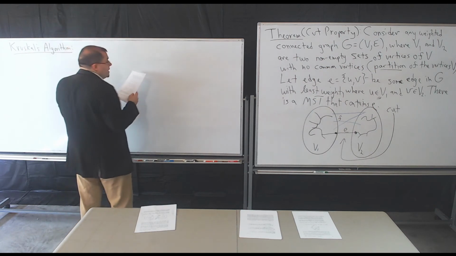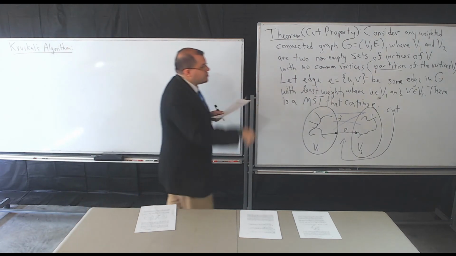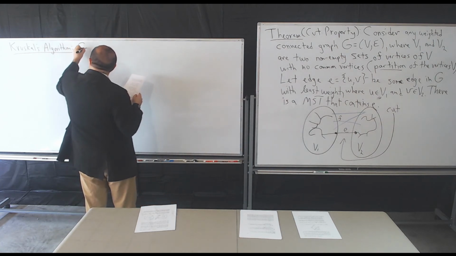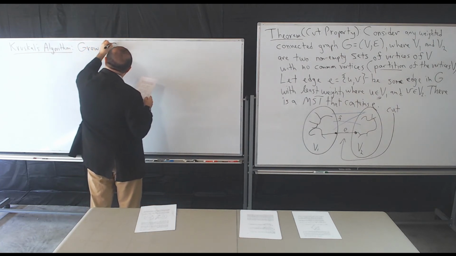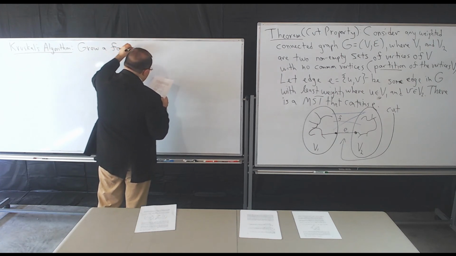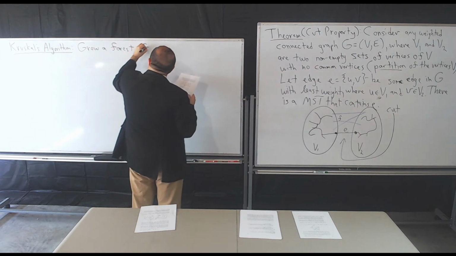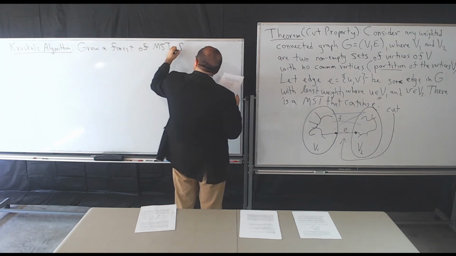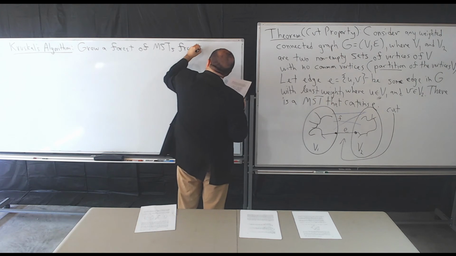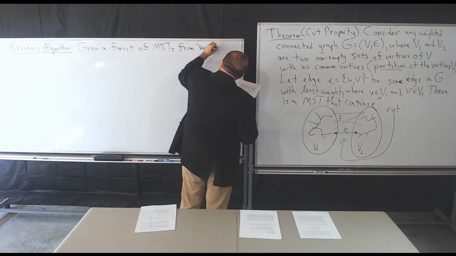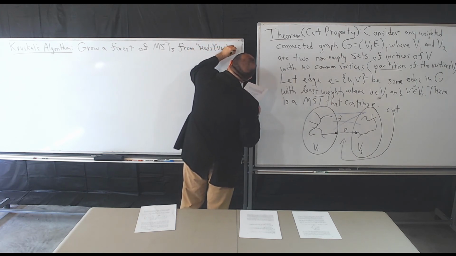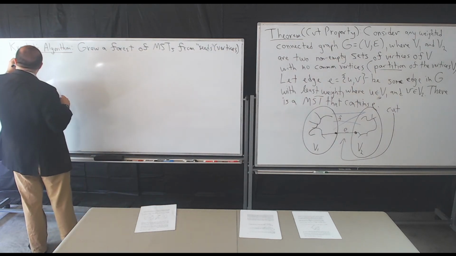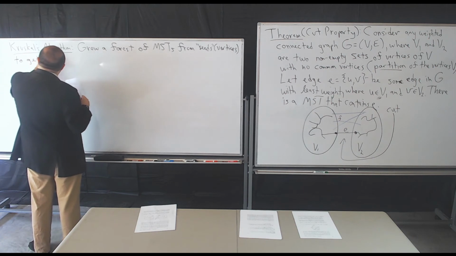So here's the idea. Now you want to think about V1 and V2 here. What we're going to do is grow a forest of MSTs from, and I'll call them seeds, but these are really just vertices, to get an MST.